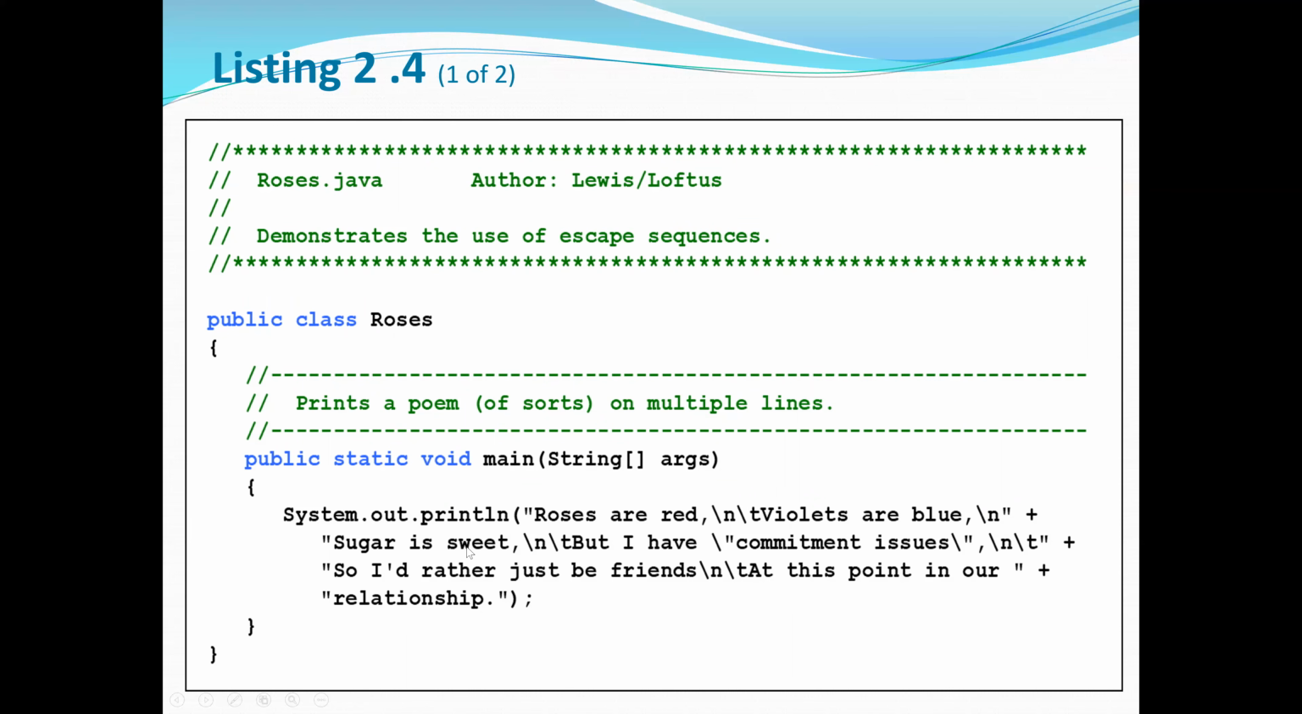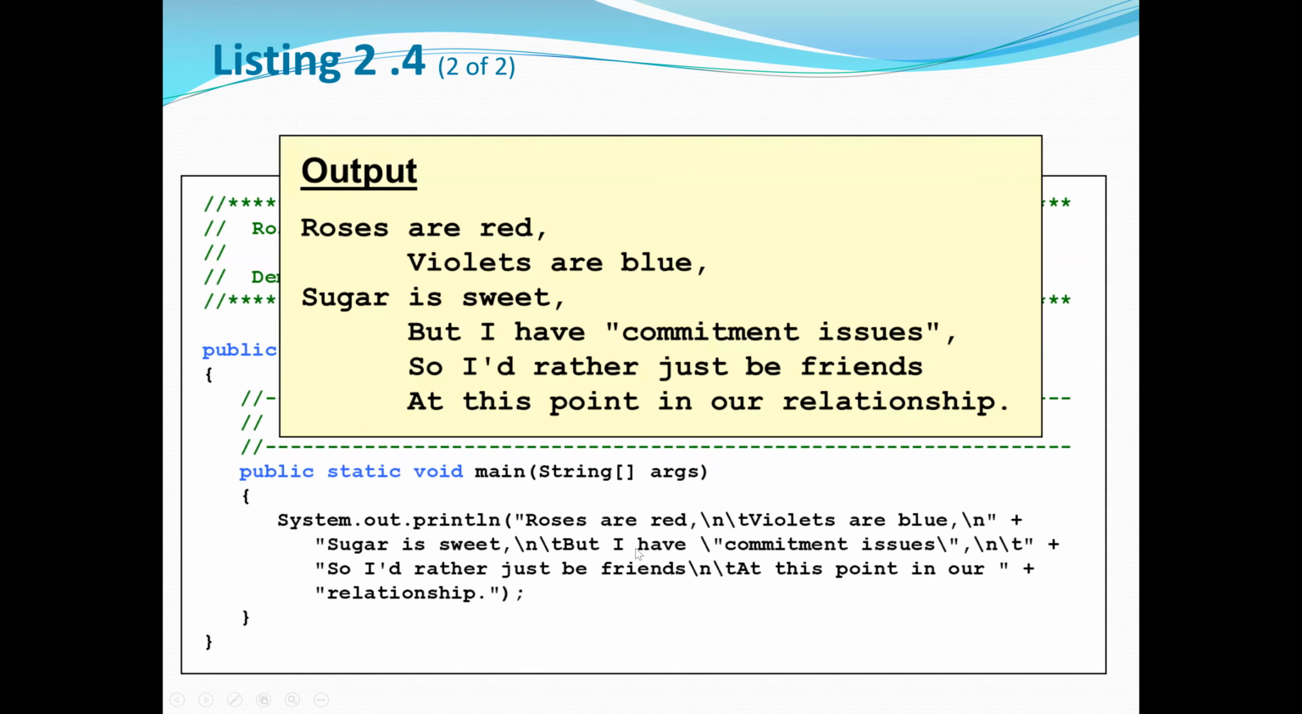And then I'll say "Sugar is sweet." Then backslash n, I move to the next line. Backslash t, a tab. But I want to print a double quotation. So I have a backslash and quotation, opened and closed with backslash, which means "commitment issue" will be in double quotation. Then I move to the new line and also I tab it again. "So I'd rather just be friends." Move back to a new line, tab again, then "at this point in our relationship." So let's see how the output looks and compare to the code.